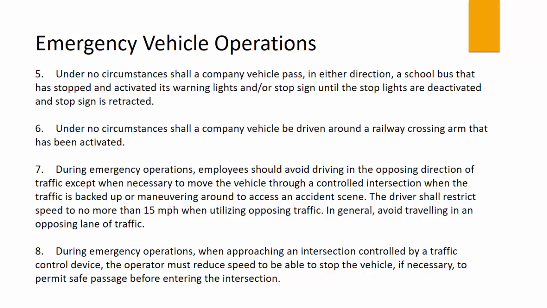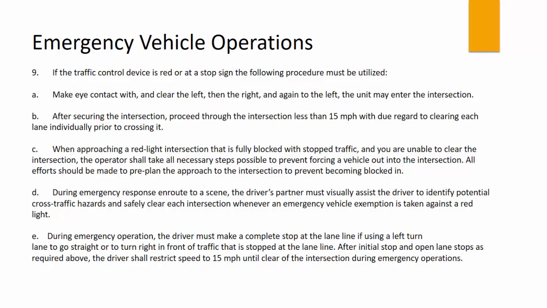During emergency operations, when approaching an intersection controlled by a traffic control device, the operator must reduce speed to be able to stop the vehicle, if necessary, to permit safe passage before entering the intersection. If the traffic control device is red or at a stop sign, the following procedures must be utilized. Make eye contact with and clear the left, then the right, and again to the left, and then the unit may enter the intersection. After securing the intersection, proceed through the intersection at less than 15 miles an hour, with due regard to clearing each lane individually prior to crossing it, paying special attention to shotgun lanes.